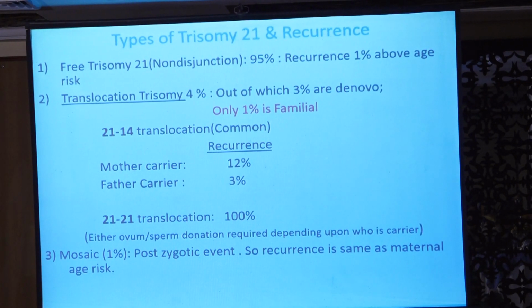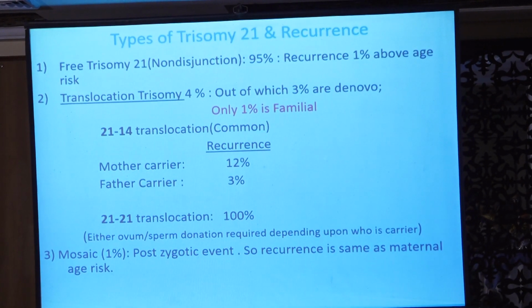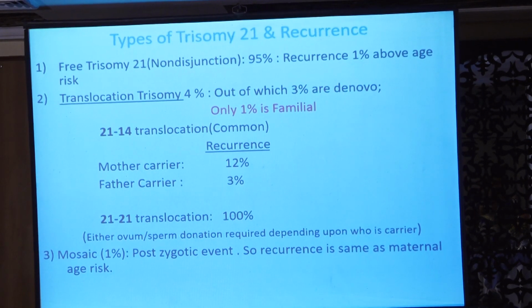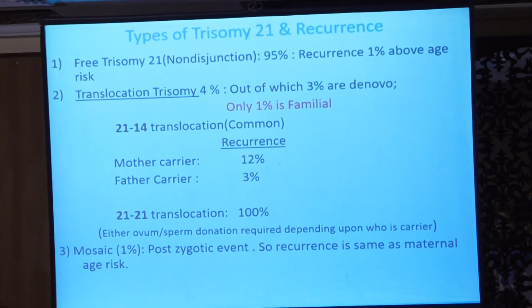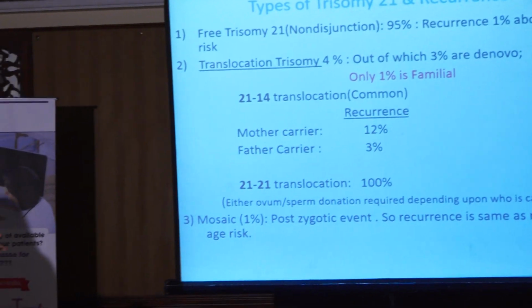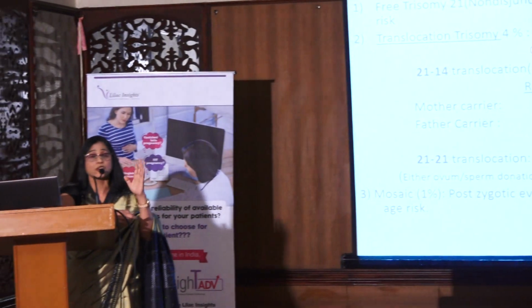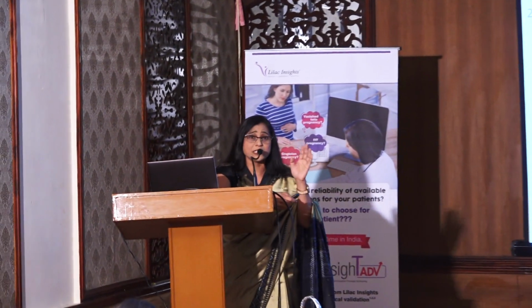So if the mother or the father is a carrier, depending upon who is the carrier, you need to use a gamete donor, you need to take either the sperm or the ovum, because there will be 100% recurrence. Though these are very rare things, you must know about it.